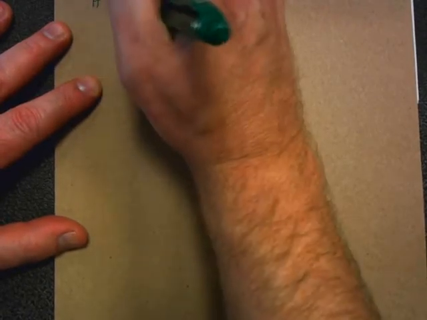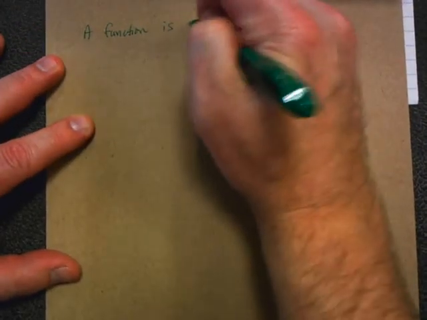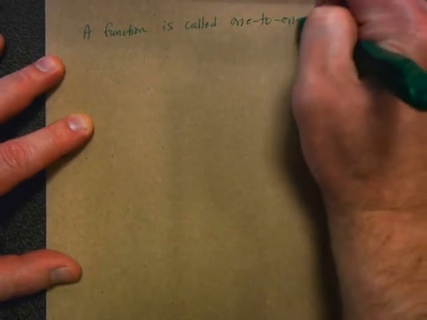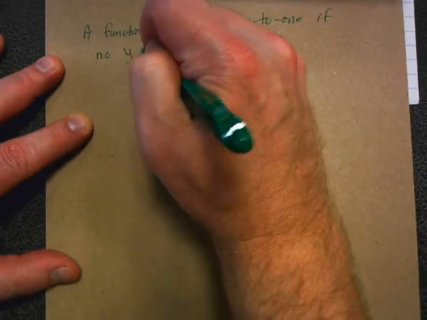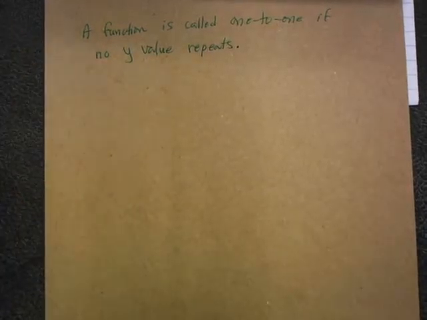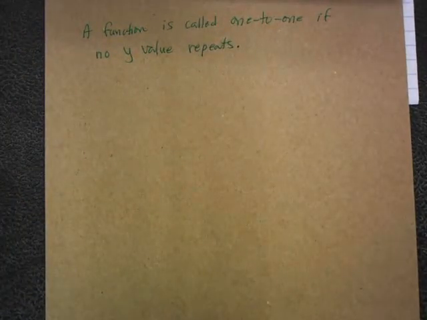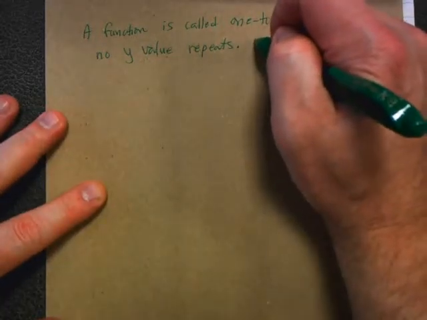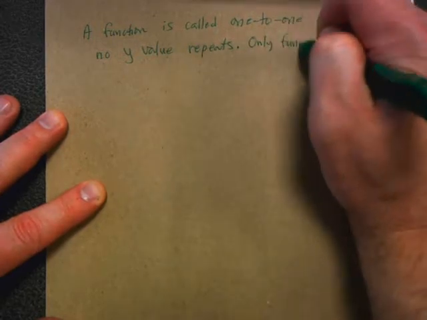A function is called one-to-one if no y value repeats. Remember, to be a function right away means that no x value repeats. So here we're adding more. We're saying not only can we have no x values repeat, we can also not have any y values repeat. And the fact is that only functions that are one-to-one have inverses.